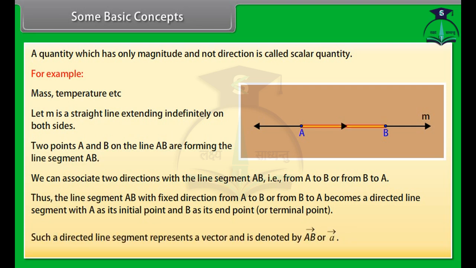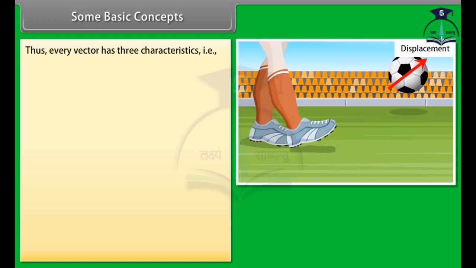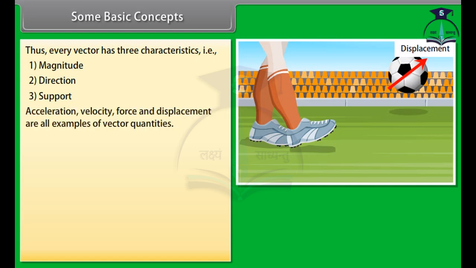Such a directed line segment represents a vector and is denoted by vector AB or vector A. Practical example of vector. Thus, every vector has three characteristics, that is, 1. Magnitude, 2. Direction, and 3. Support. Acceleration, velocity, force, and displacement are all examples of vector quantities.